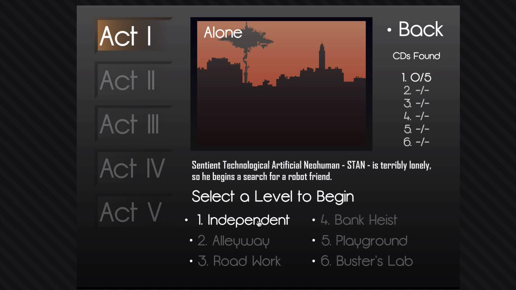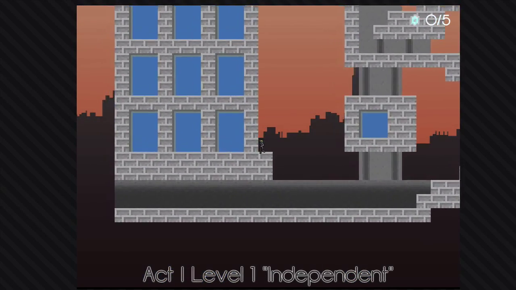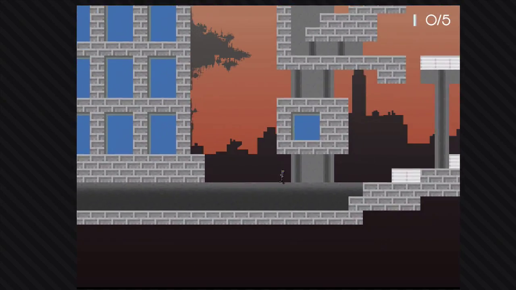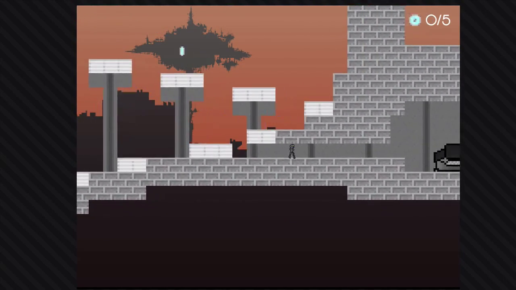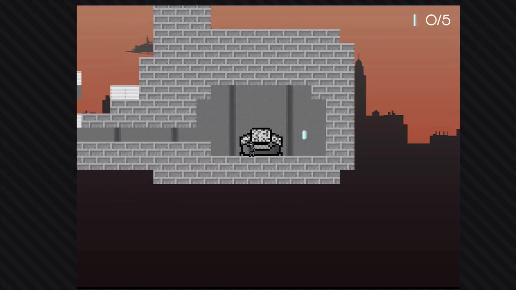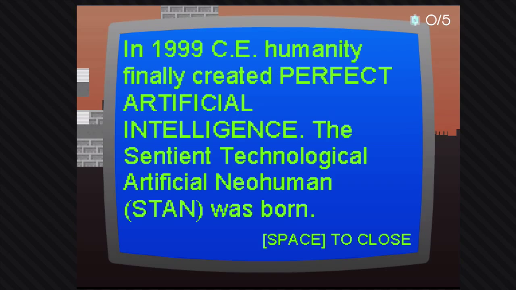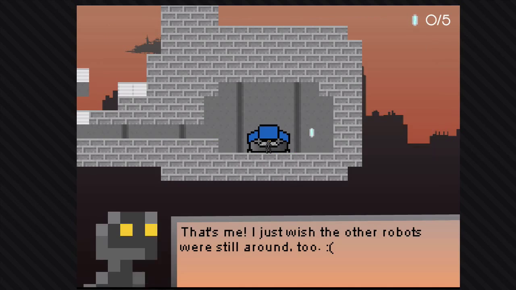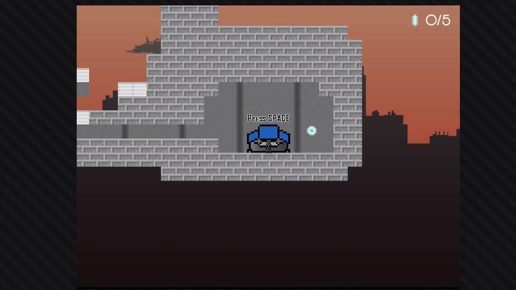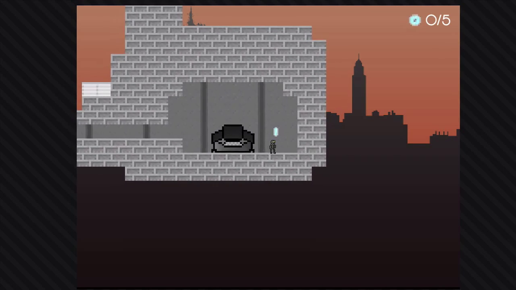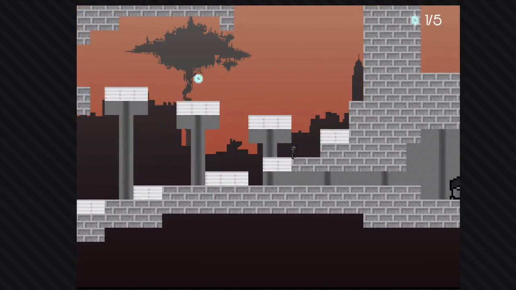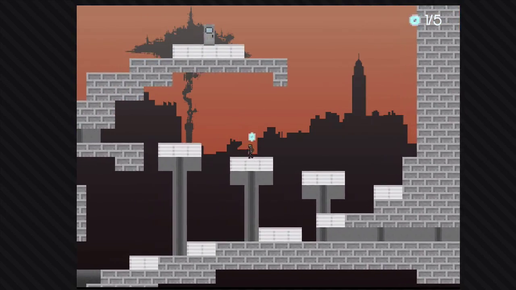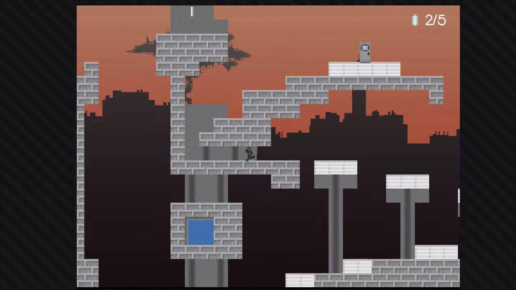Act 1. Independence. Whoa, wait, what the fuck? Okay. Is this like some sort of platformer? Yeah, it's a platformer. Okay. Easy. Right. So, this game, I've heard from a friend or two that it is very great. It's a very cool game. Artificial intelligence Stan. Okay, so this is Stan then. I'm playing as Stan. Now, you use the arrow keys or WASD. I am using personally WASD because that's what I prefer to use.